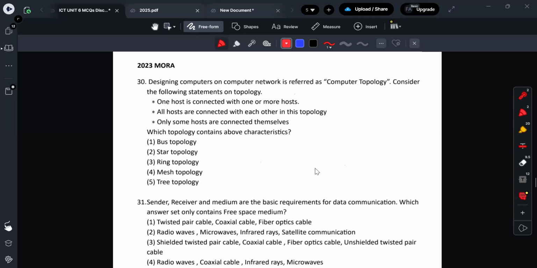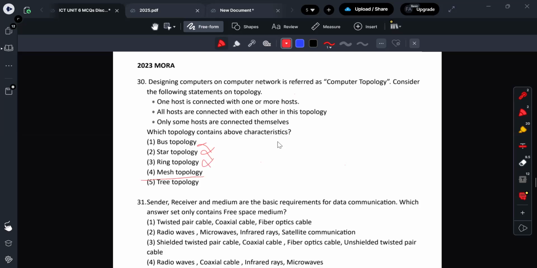In bus topology, the hosts are connected to a single central cable, not directly to each other. So that's why bus topology won't come. Star topology, all hosts are connected to a central hub or a switch, not directly to every other host, right? Ring topology, every host connects to exactly two of its neighbors forming a circle. So the answer is mesh topology.